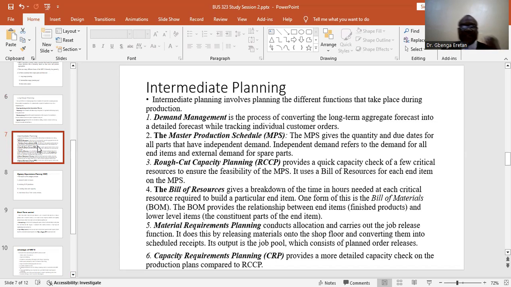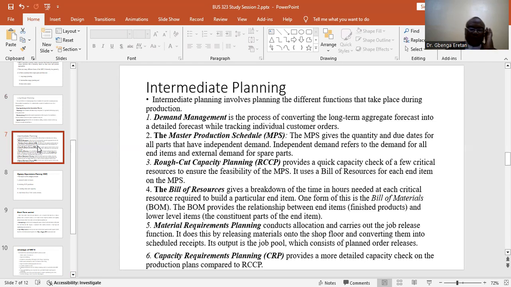Then another indicator of intermediate planning is the bill of resources. This bill of resources gives a breakdown of all the time in hours needed at each critical resource required to build a particular end item. One form of this is the bill of materials, which is called the BOM, which provides a relationship between the end item, which is the finished product, and the lower-level items, that is, the constituents of the end product, which you can refer to as work in progress.